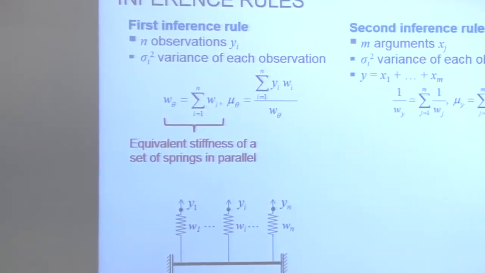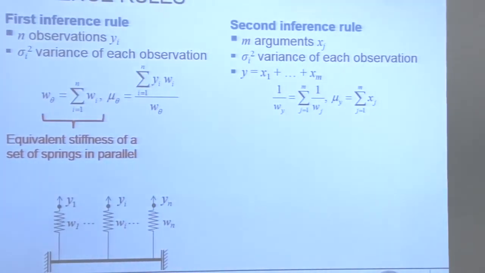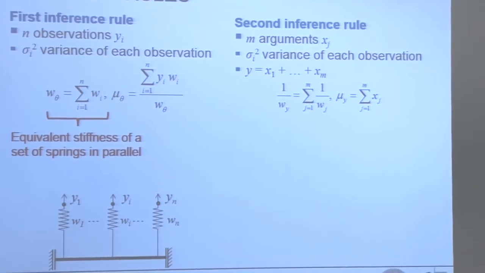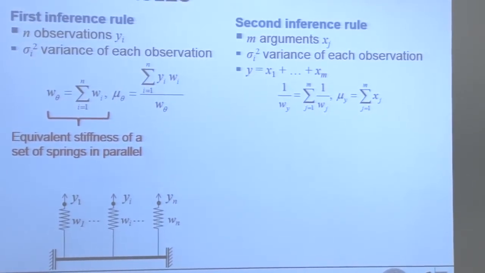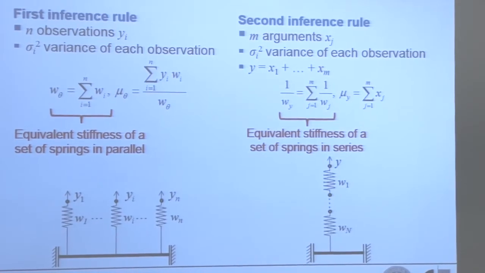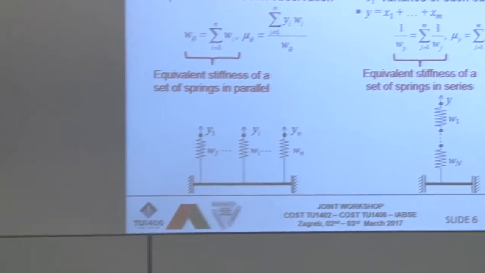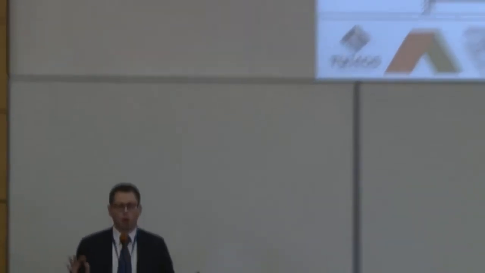And if we take the second inference rule, the error propagation rule, now we write that the inverse accuracy is the sum of the inverse accuracy of all the information. This reminds me very closely of the equivalent stiffness of a set of springs in series. So indirectly, we have just observed some kind of correspondence between the world of mechanics and the world of logic that we can, as structural engineers, exploit to make inference in more complicated situations.